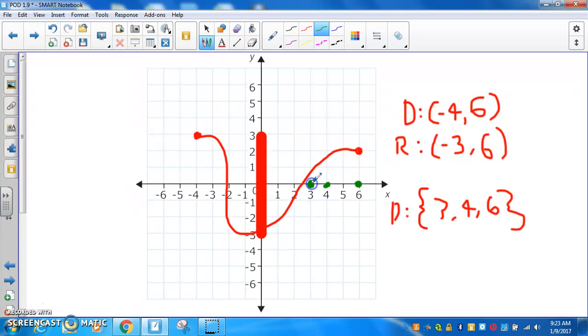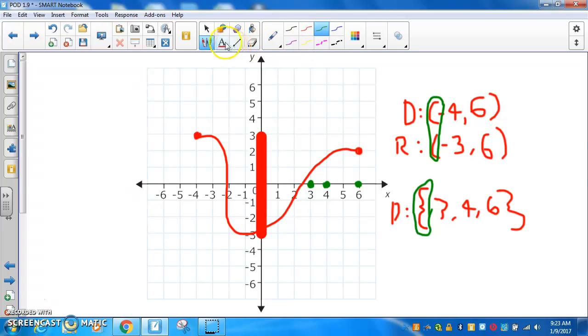So obviously this would still be a function, not a very exciting one. And notice that these are not connected. So the difference is when you have a curve and points are connected, you're going to want to use parentheses. When you have individual points that are not connected, then we use the indices.